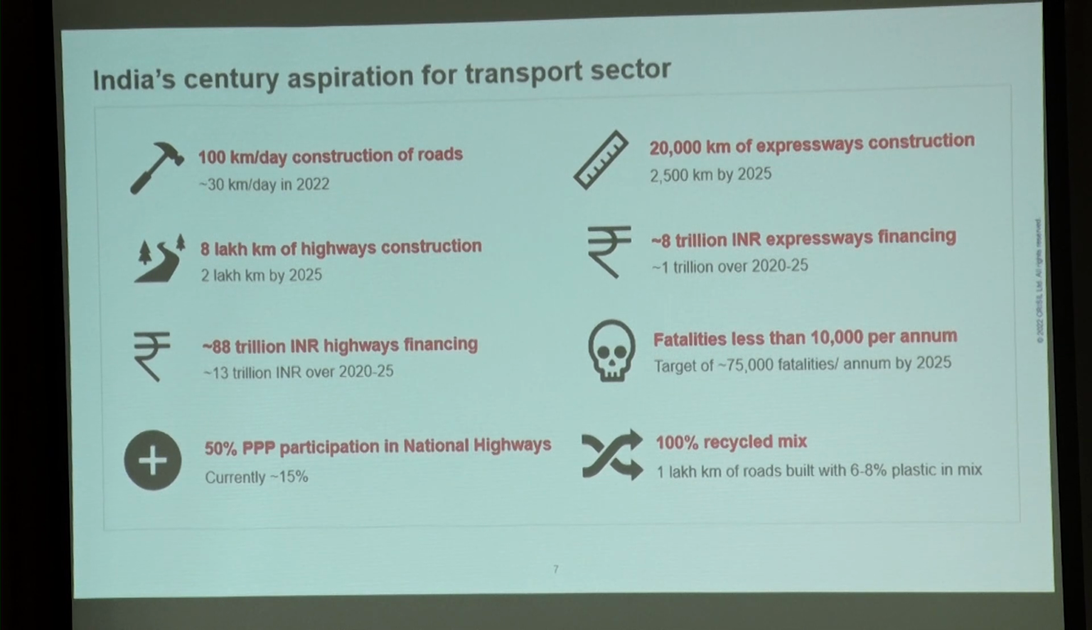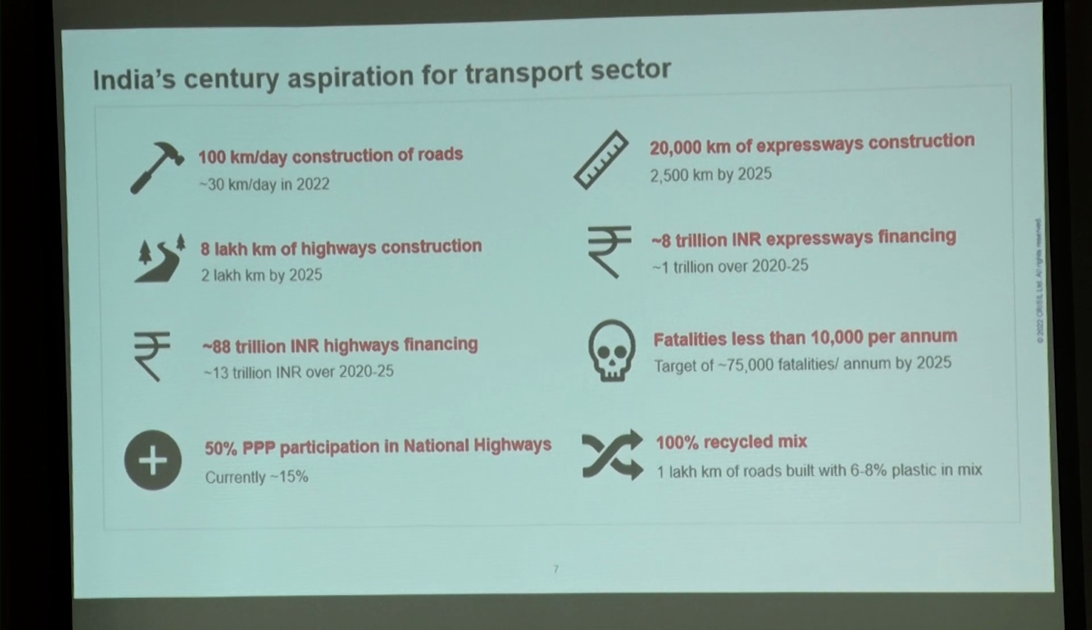So what does that mean? We talked about the sectors which really contribute, but in terms of aspiration, when you have a $10 trillion economy, what is the expanse of these networks is what is being highlighted out here. You will have a 100 km per day construction of roads. Today we are doing about 30 kilometers per day. So when we become a $10 trillion economy, this is the pace of construction which will happen on the infra part of it. You will have 8 lakh kilometers of highways in construction, while 2 lakh kilometers is what we are doing.